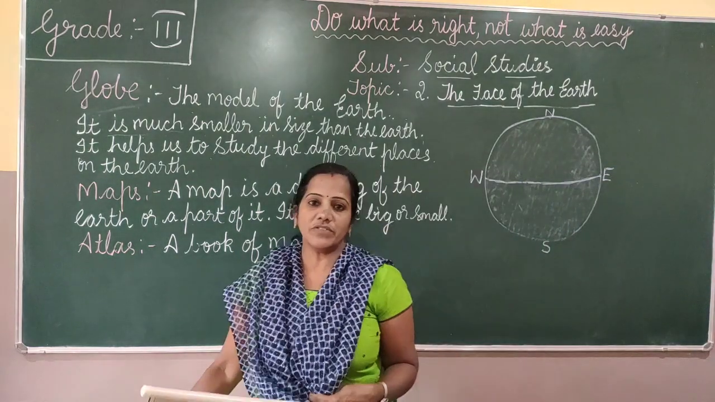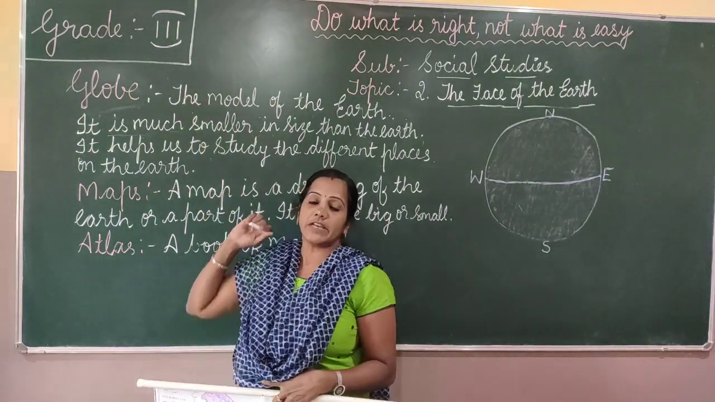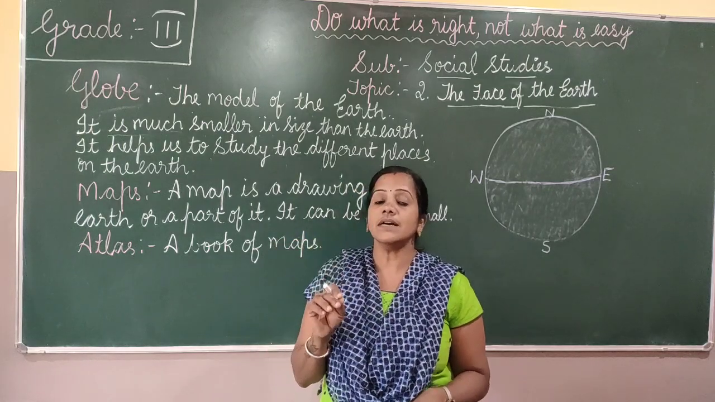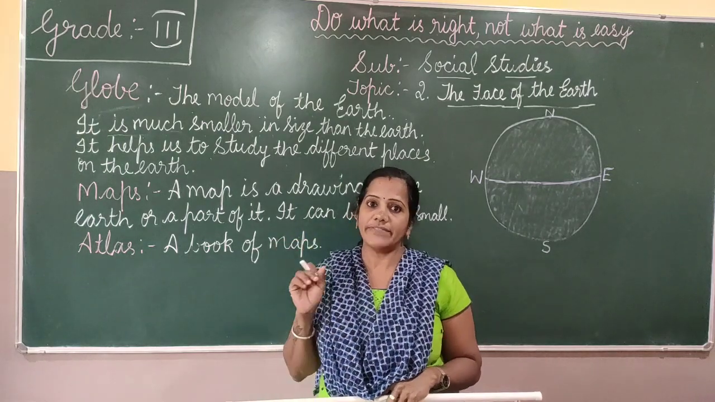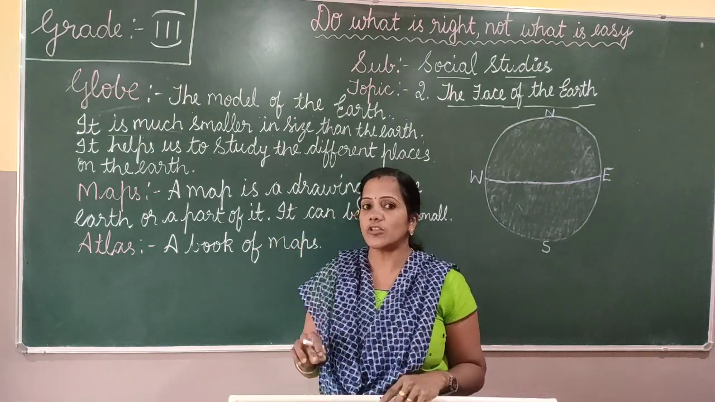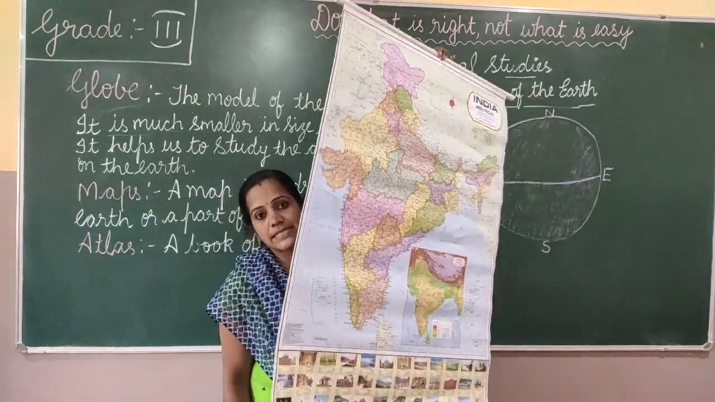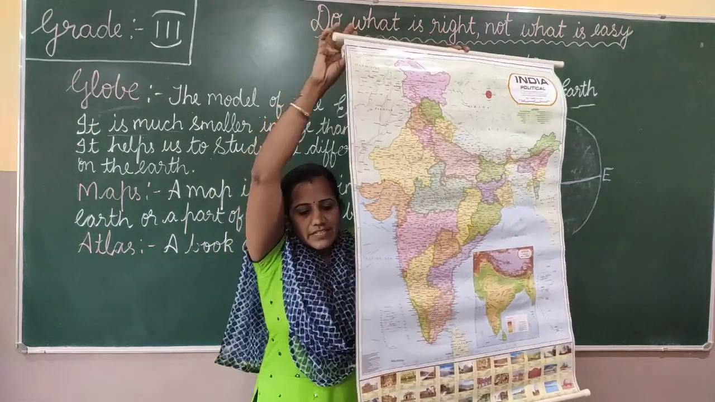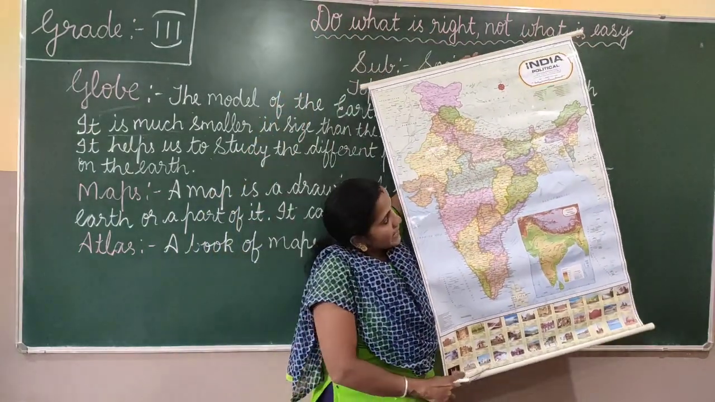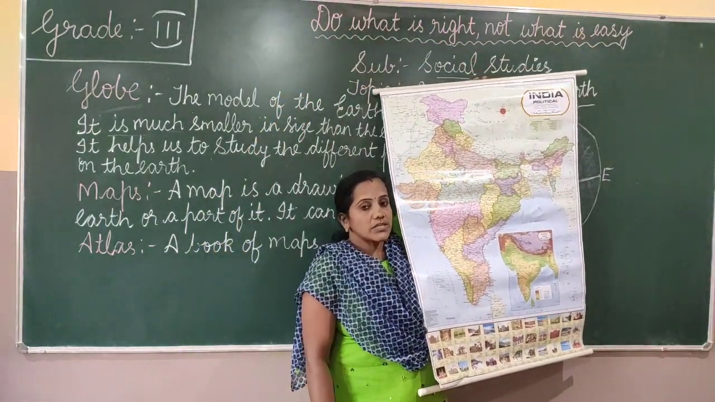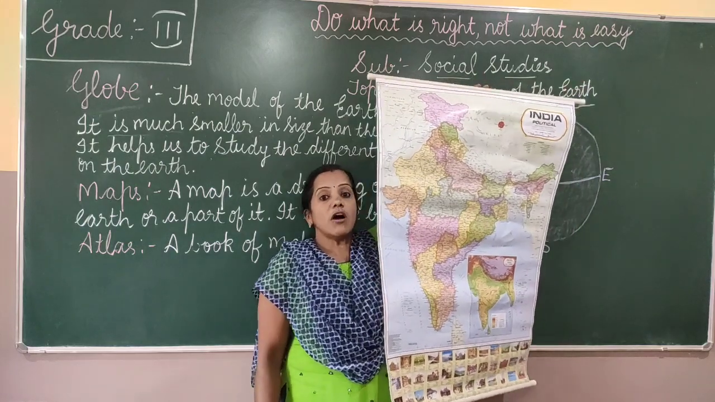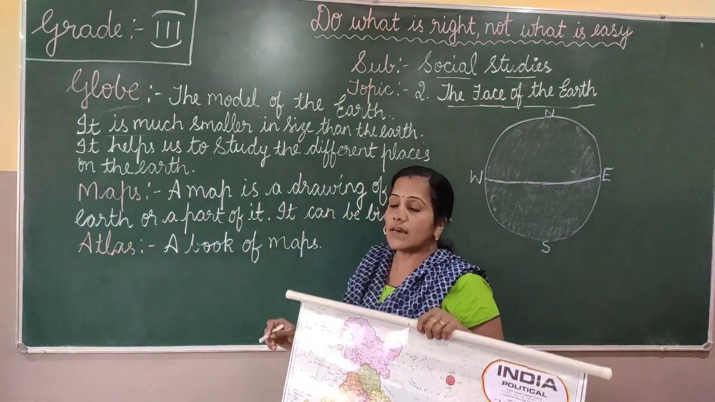So children, now we learned about the globe. In the globe we cannot see a particular area of a country in detail, so for that purpose we use maps. So this is a map. Can you see, everyone? This we can hang on a wall, so these are called wall maps. First, you learn what maps are.